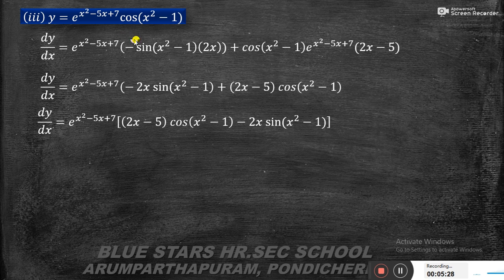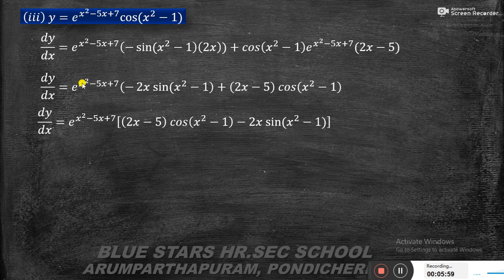Differentiation of cos is minus sin of x square minus 1. Next I differentiate the x square minus 1, 2x. Plus next I write the cos of x square minus 1. Next I differentiate the e exponential, so I write it as it is, e power x square minus 5x plus 7. Next I differentiate the power, so differentiation of x square is 2x, minus 5 into differentiation of x is 1, so 2x minus 5.